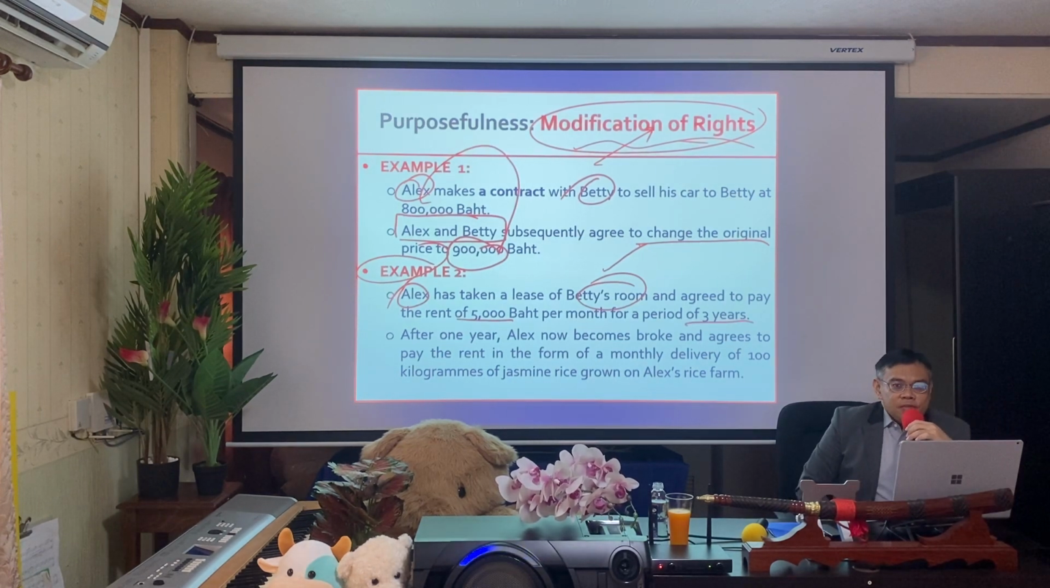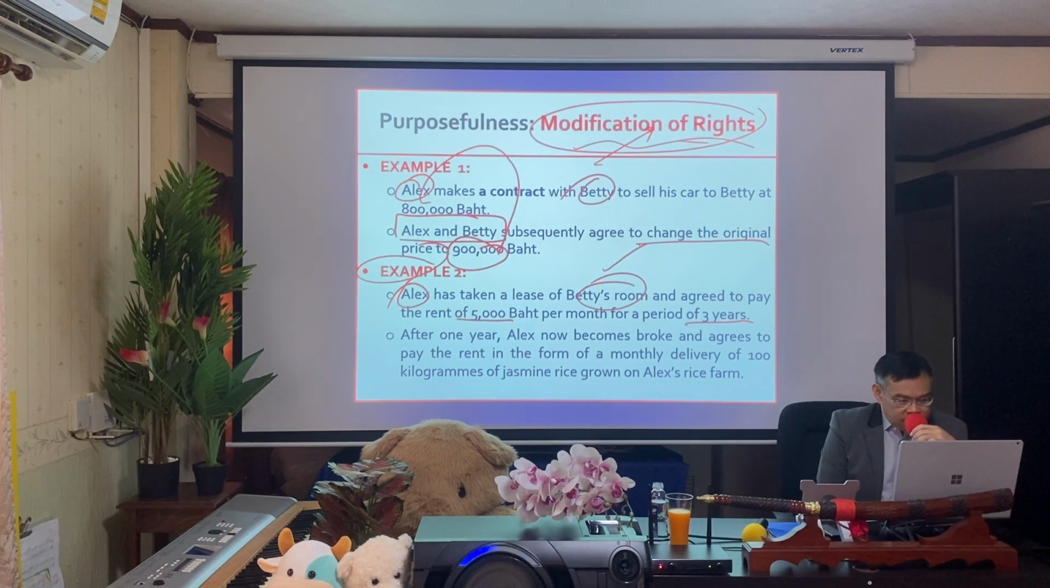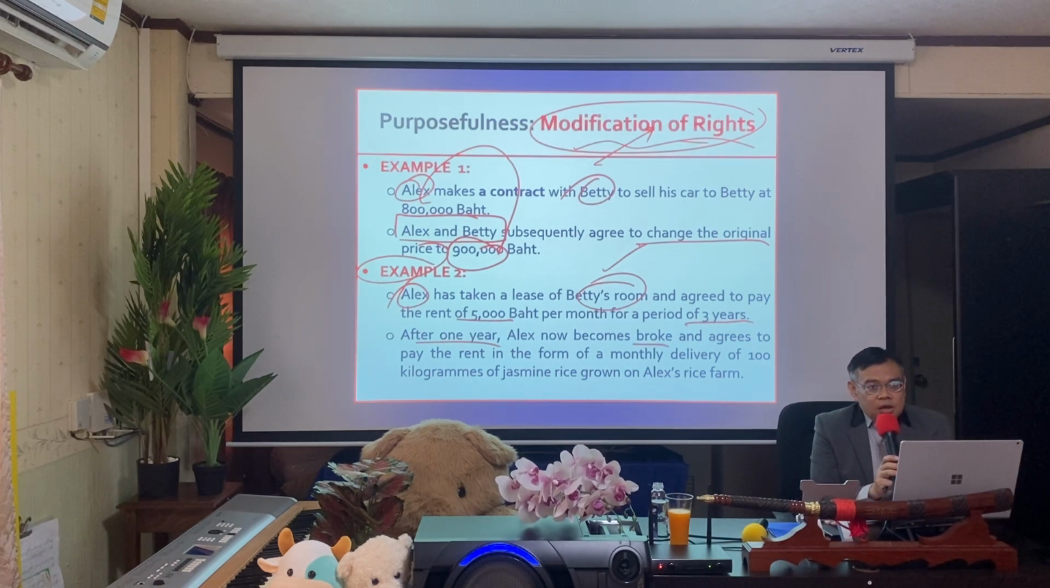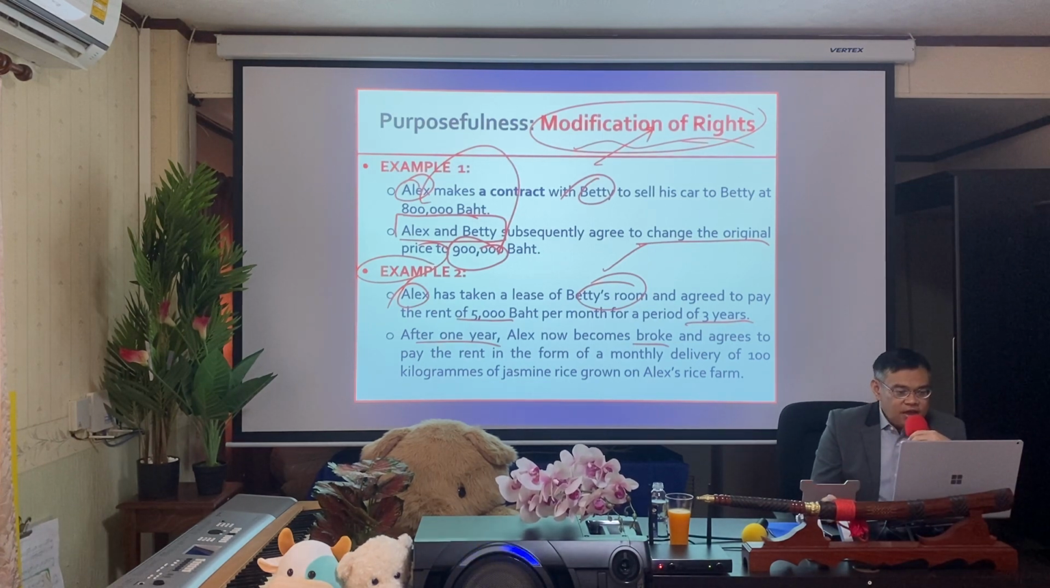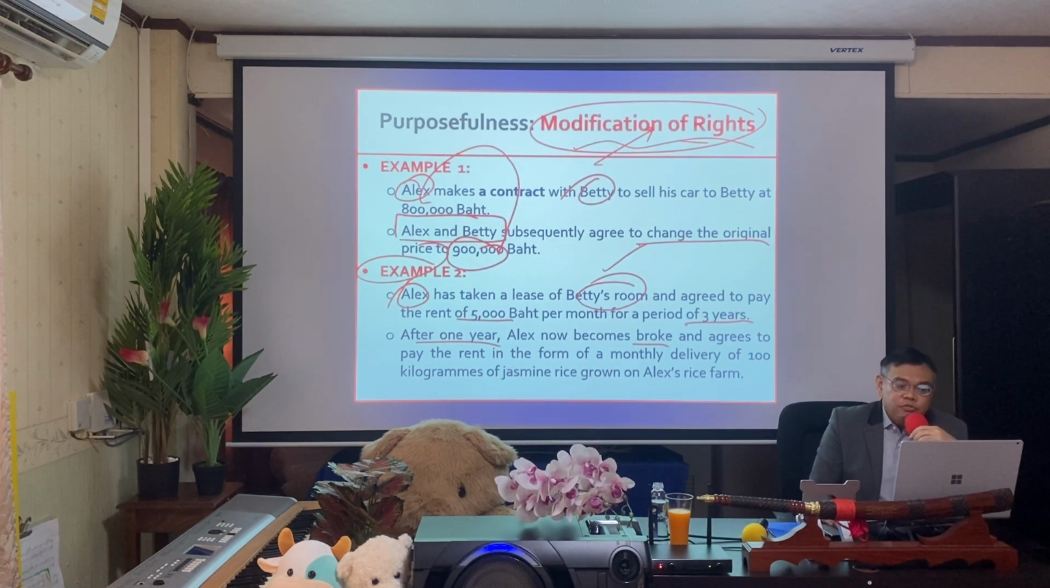So in this 3-year period, Alex will have to pay the monthly rent of 5,000 baht. Let's suppose that after 1 year, Alex seems to be broke. He does not have much money. He is so worried. I mean, he has no money to pay the rent. But the thing is that Alex is from a farmer's family. He is also a farmer. His parents grow some rice, so Alex has some jasmine rice.